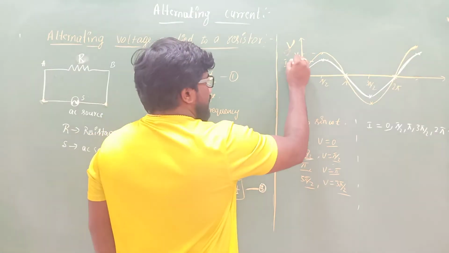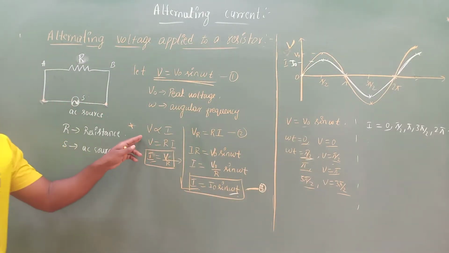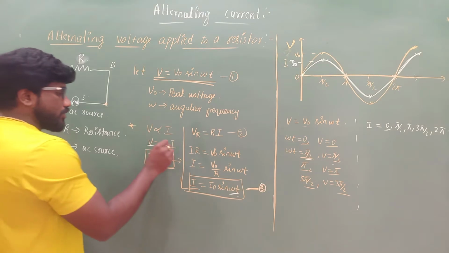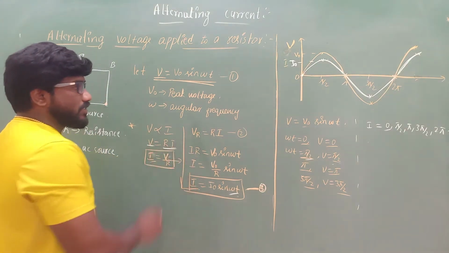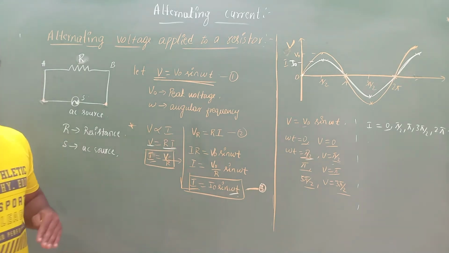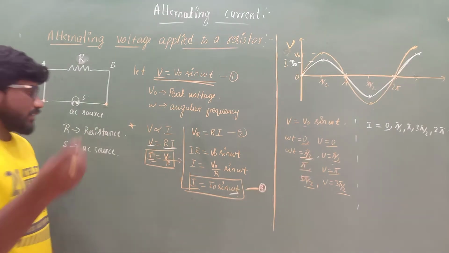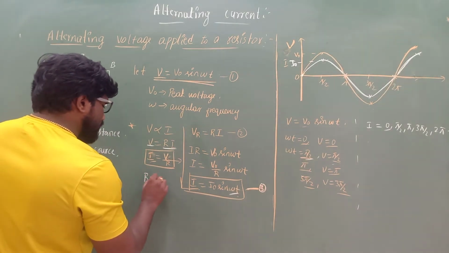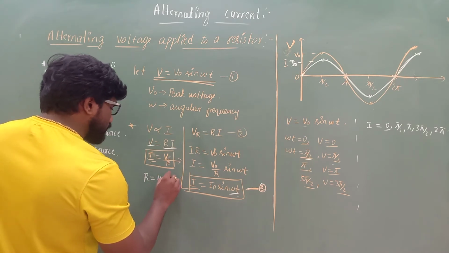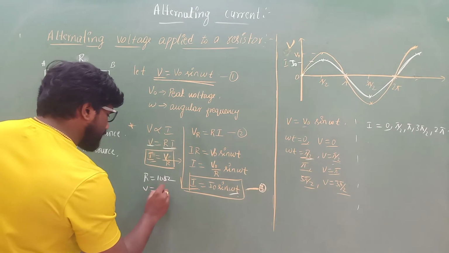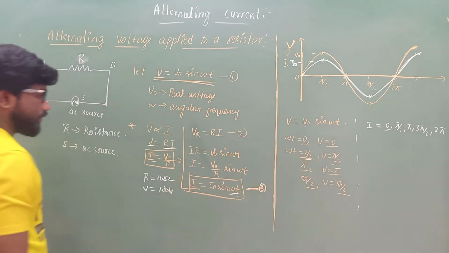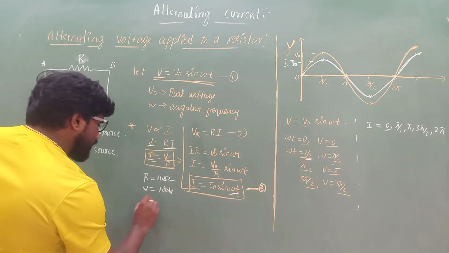So why is it like this? Just look at this formula. See, V is equal to I into R. We are multiplying the current term with the resistance value. So obviously R will have some value. Let us take R as 10 ohms. So V is some 100 volt. Then what will be the value of I?